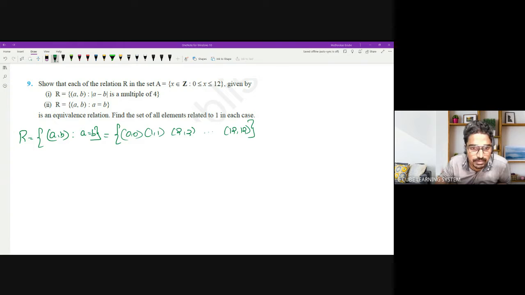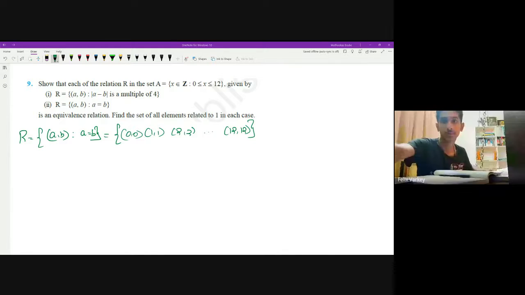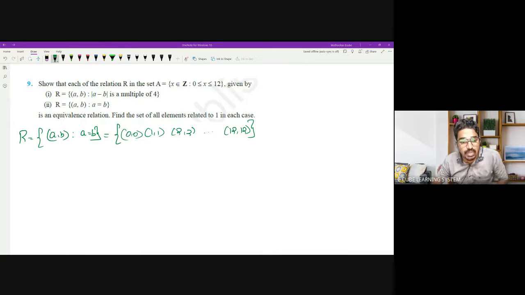Felix, is it symmetric? Yes, sir. Why? Because there is no example that violates the rule. Absolutely.